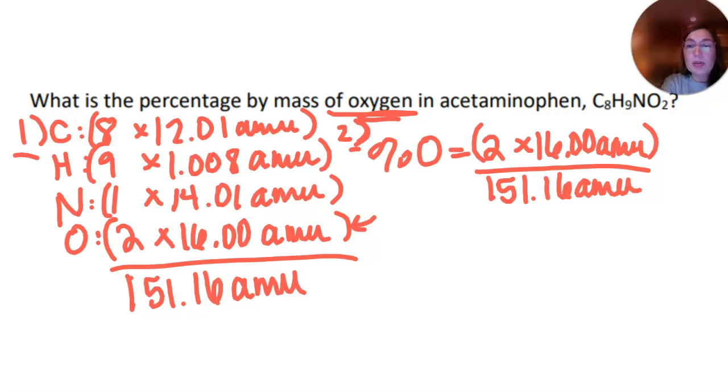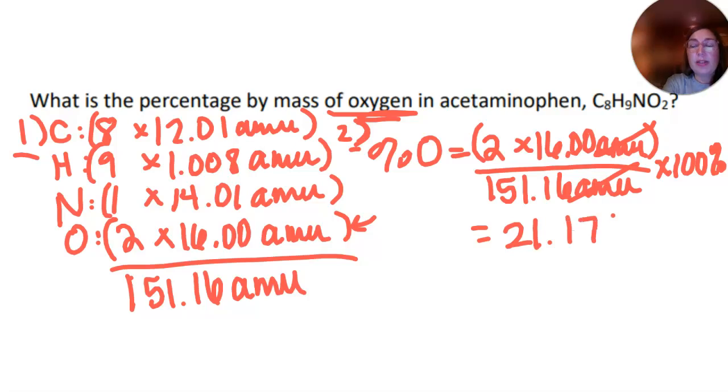When we do that, this would give us 0.21 and change, but we're going to multiply by 100%, right? Because we're going to turn this decimal into a percentage. So in percentage form, it's 21.17% oxygen. That's how much oxygen is in acetaminophen, 21.17%.